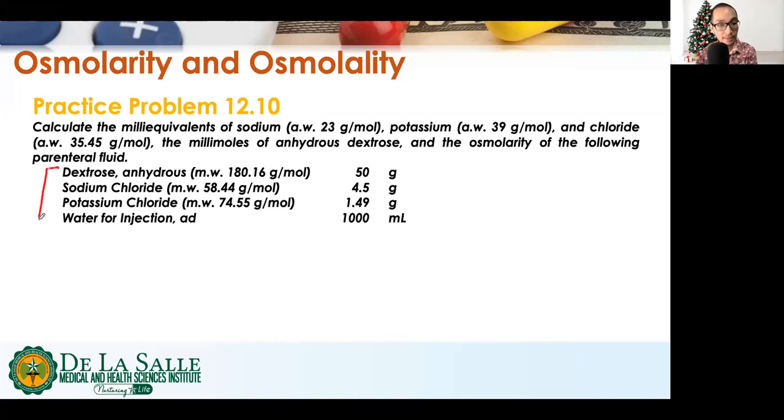So this is a very common parenteral fluid. Okay? One that contains sugar for nutrition, and there are electrolytes. Okay? So ito yung electrolytes na contained in the solution. Okay? So of course, the sugar is an energy source for the patient. Okay? And meron kang electrolytes to replenish whatever loss in electrolyte meron yung patient.